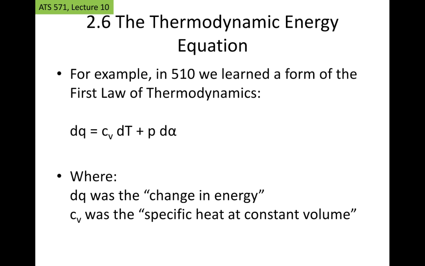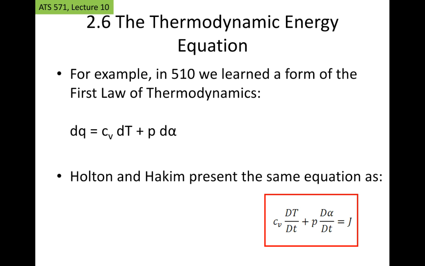Back in ATS 510, we learned a form of the first law of thermodynamics. The form we learned was dq equals cv dT plus alpha, p d alpha. Here in that form of the equation, back then in 510, we learned that dq was the change in energy per unit mass by diabatic processes, things like radiation and conduction and so on. cv was the specific heat at constant volume. T was obviously temperature, p was obviously pressure, and alpha was specific volume.